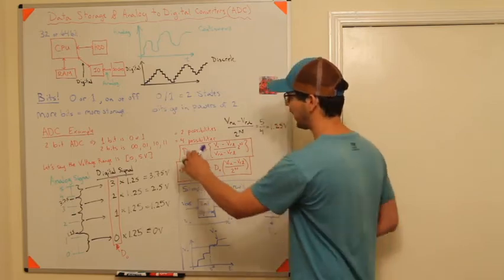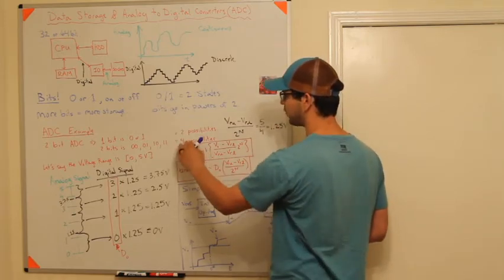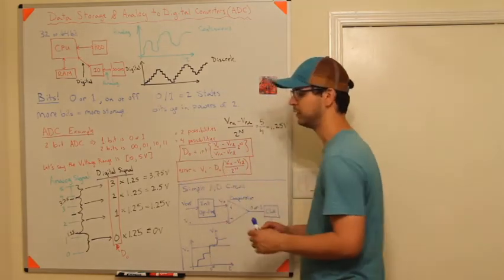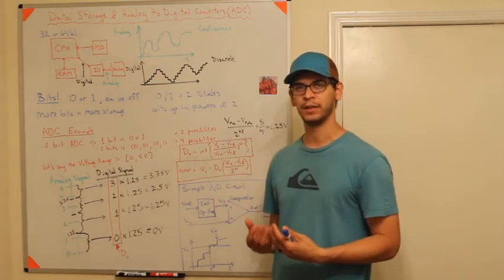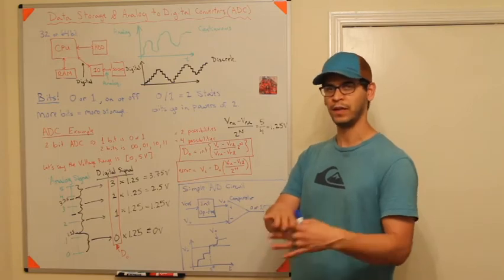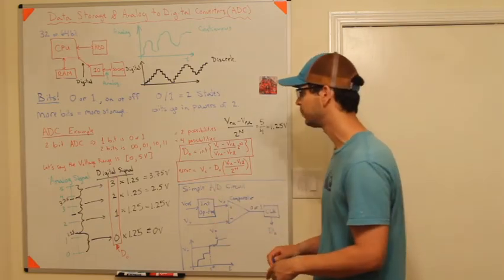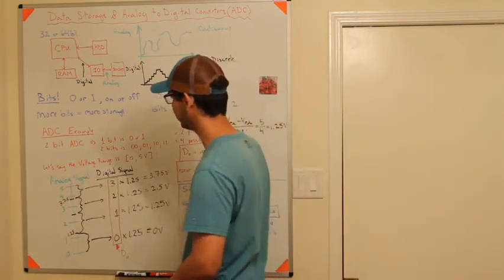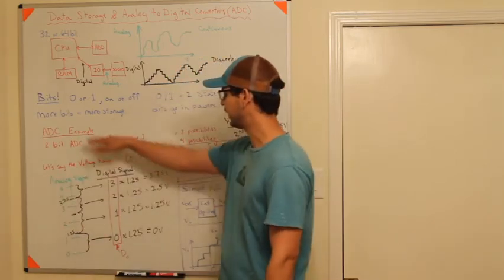And so what I have here is I don't have states or numbers, I have 4 possibilities. There are 4 different possibilities that can be received: 0,0, 0,1, 1,0, or 1,1. And that's it, because I only have 2 bits. And so let's look at this analog signal. Let's say the voltage range of this ADC is 0 to 5.